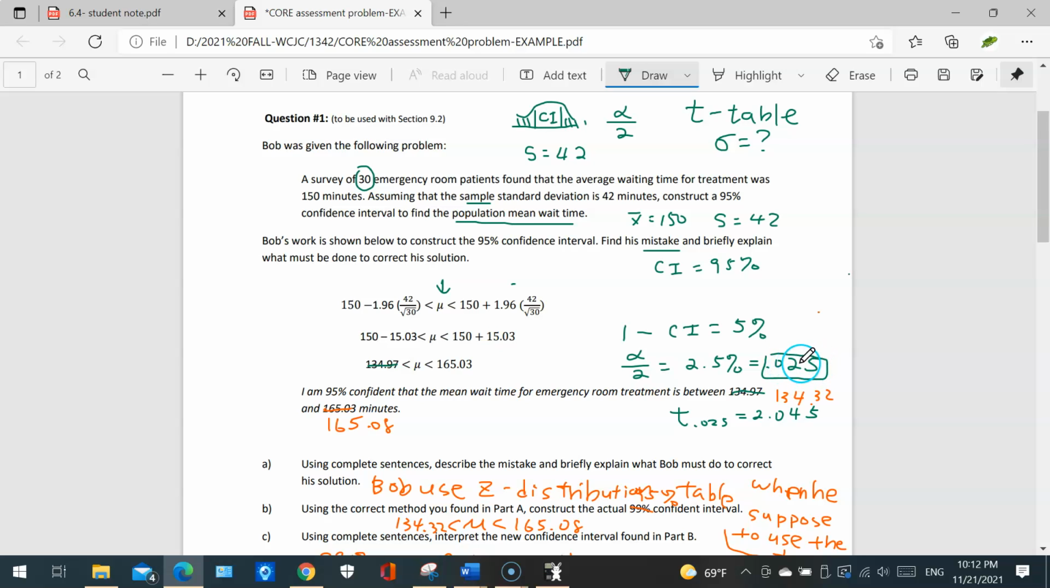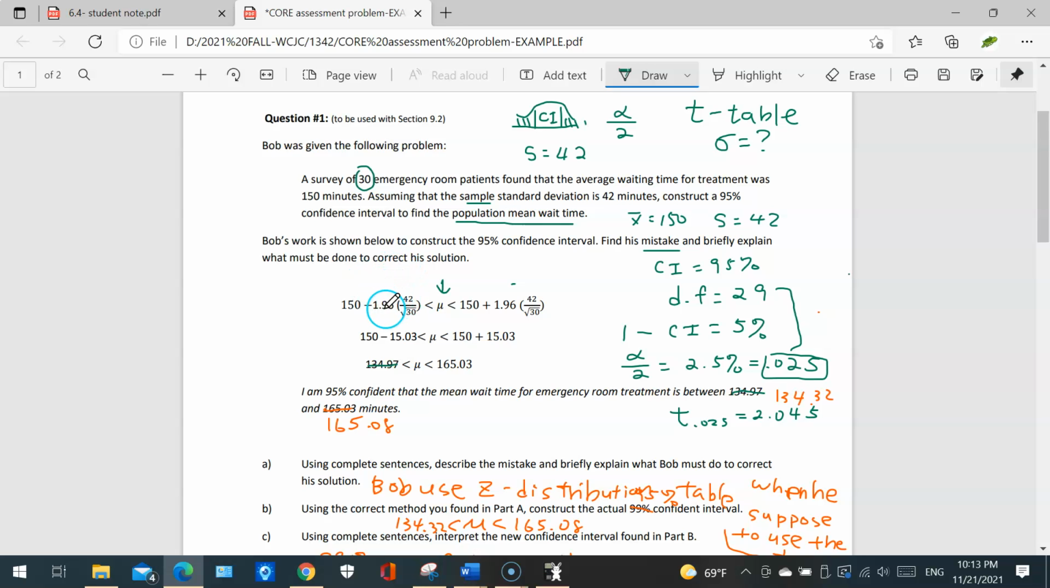When you look at the t-table, the probability 0.025 is on the top row. You find the probability 0.025 and intersect it with the degrees of freedom. The degrees of freedom is 29 because the sample size is 30. So by finding the intersection point of these two pieces of information, you get the t-score.